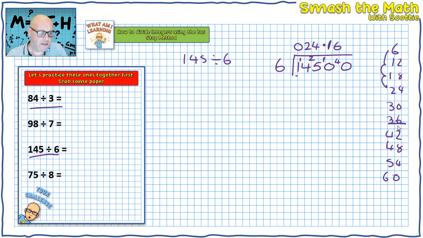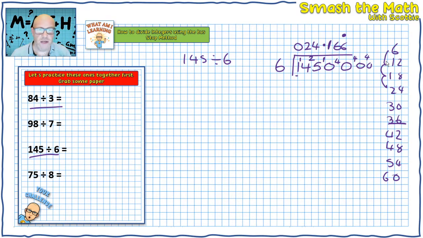Remainder 4, because the difference between 36 and 40 is 4, and you'll start to notice something on this one. How many 6's are in 40? 6. Remainder 4. And this will keep repeating because this is now a recurring decimal. Okay, so we can put a little dot up there. This is going to keep going. It's going to be 6, 6, 6, 6, 6, 6, 6.